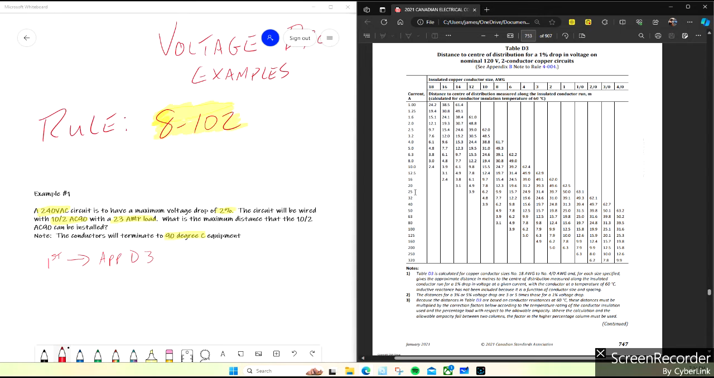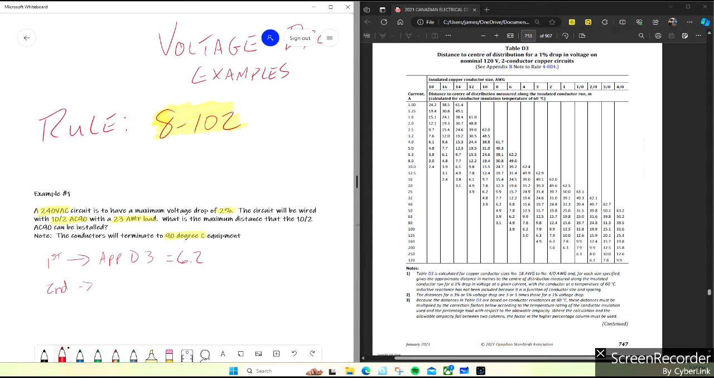So I got 25. I'm using a number 10, so I can just scroll over in this row until I get to the 10 gauge column, and I can see that at 1% I can go 6.2 meters. So I'm going to write that down, just keep it off to the side. Okay? First step is done. We took our load of 23 amps and our gauge that we're using and just lined the two up to get our 6.2. 25 right here, 6.2.